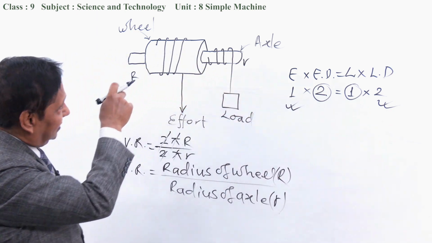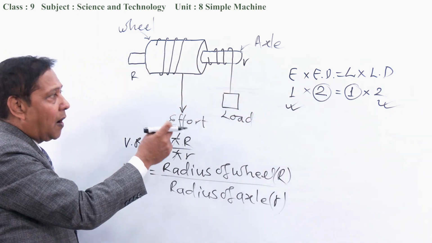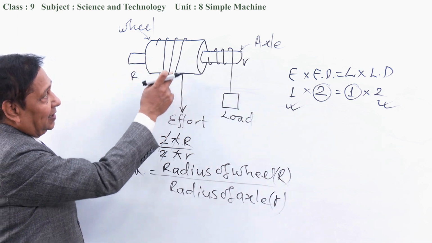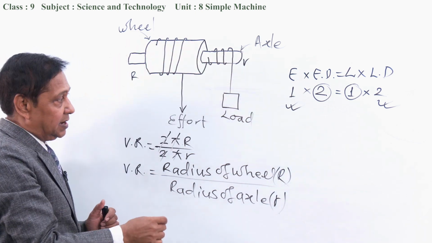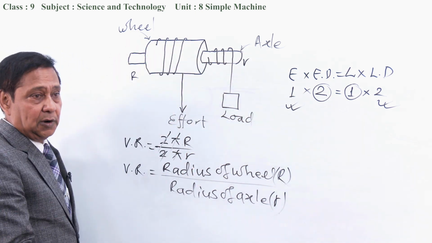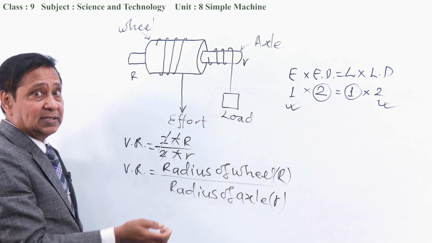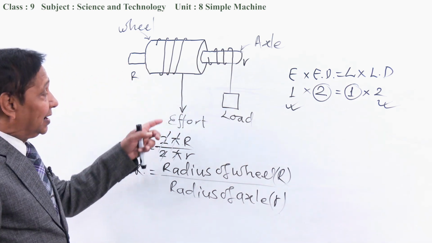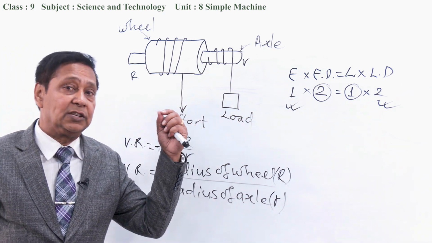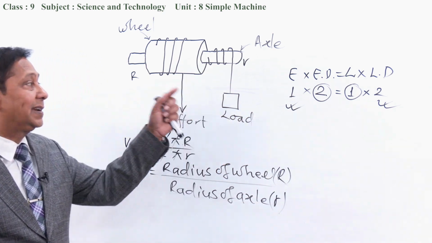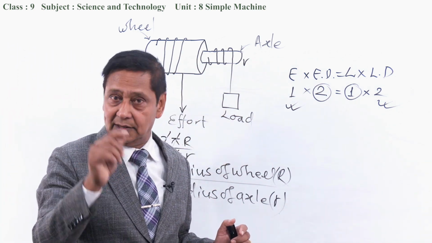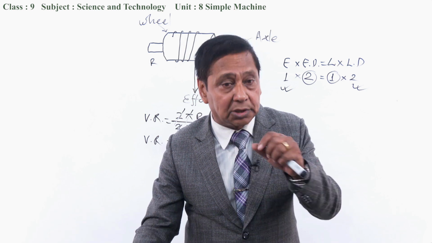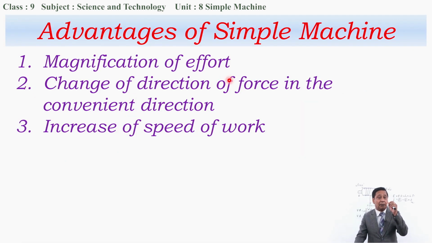Now let's take it here. Is effort distance more or less? The circumference of wheel is effort distance and circumference of axle is load distance, or we can say radius of wheel is effort distance, radius of axle is load distance. Radius of wheel is greater than radius of axle. That's why effort distance is more than load distance. That's why wheel and axle can magnify the effort. So out of three advantages, magnification of effort can be obtained from wheel and axle.